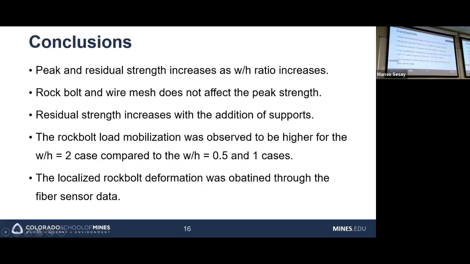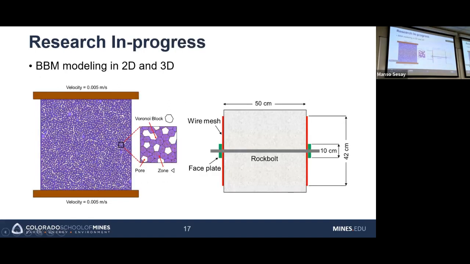We were able to capture the localized rock bolt deformation through the use of fiber sensors. And currently, we're trying to capture all these phenomena using our numerical modeling tool. We are using distinct element modeling, UDEC, and 3DEC in 3D. And we are trying to calibrate our numerical model with the data that we get in the laboratory test. And once we calibrate it, then we can have different types of bolting pattern, different loading conditions. And maybe based on that, we can have some idea of support design for the pillars.